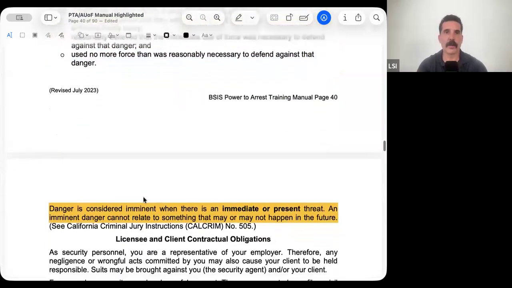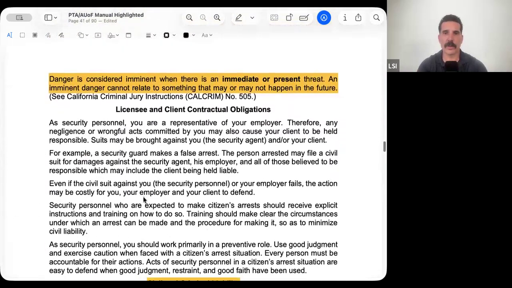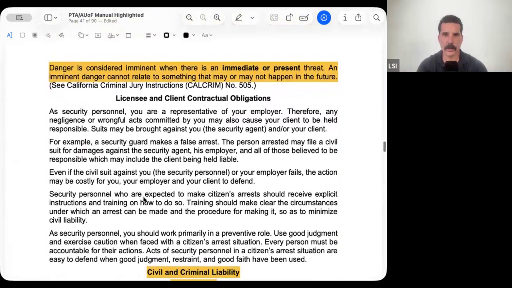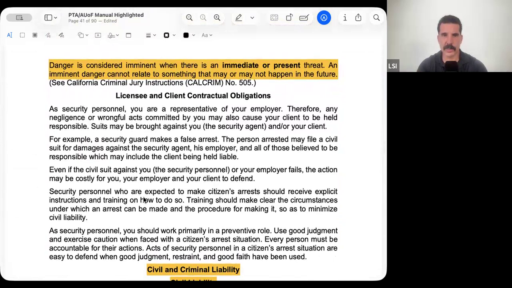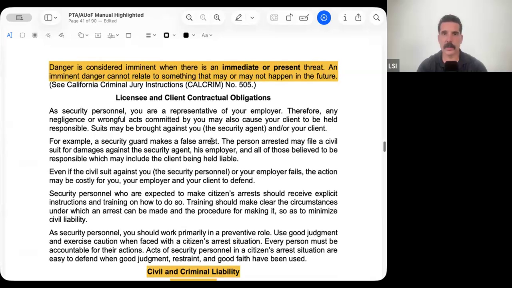All right. We're going to move on to page 41. This book that we're using is the Powers to Arrest and Appropriate Use of Force Manual. The appropriate use of force is still the same information. So we're on page 41.